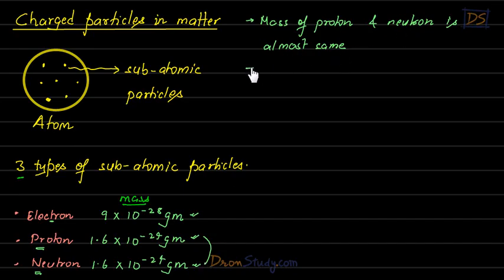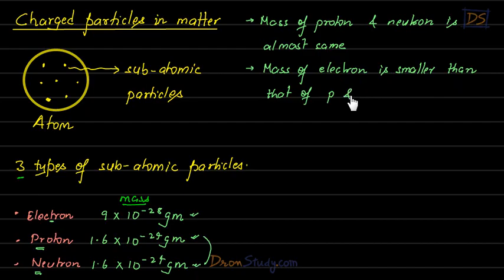Now next important point is, look at the mass of electron. So mass of electron is clearly smaller than these two masses, right? So we can write that mass of electron is smaller than that of proton and neutron. Okay, students, you can clearly understand this.